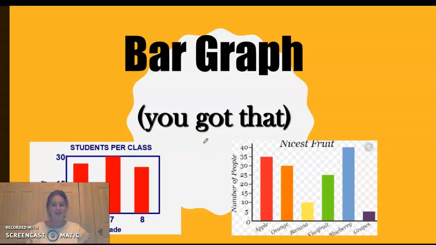Bar graphs. You have seen these since middle school, me even before that probably. I'm not going to talk too much about a bar graph.